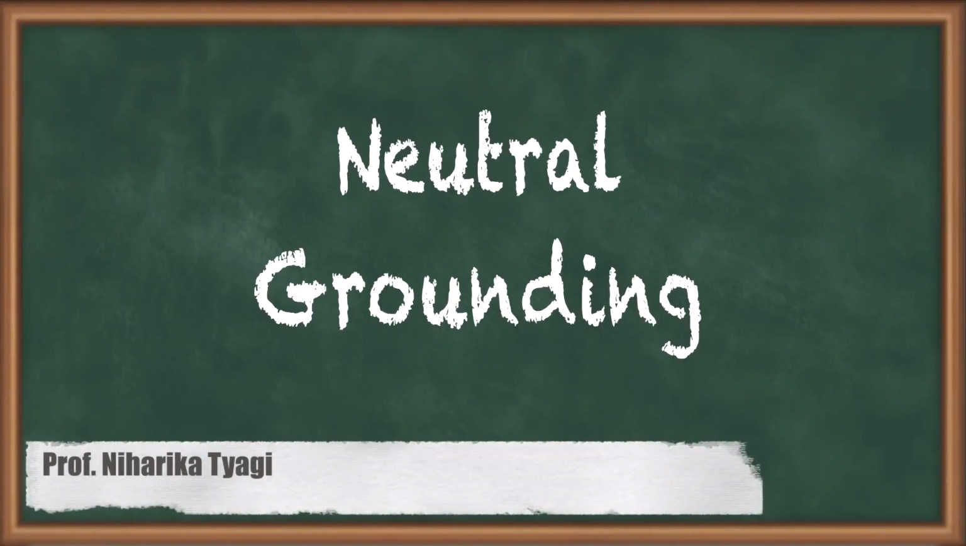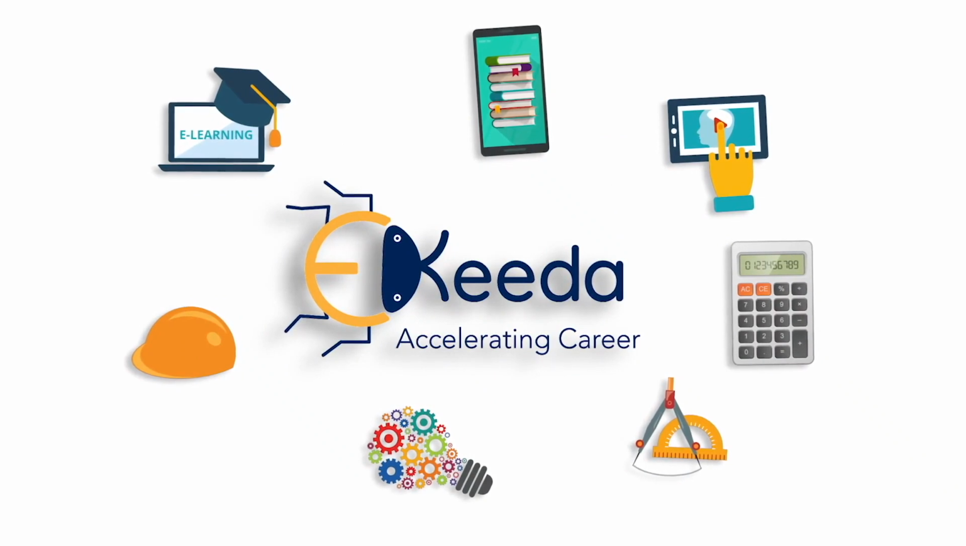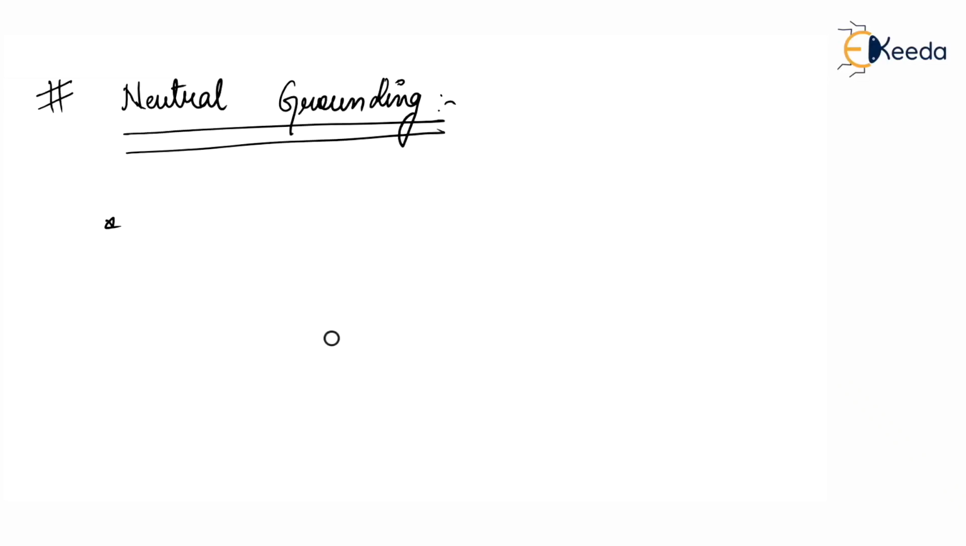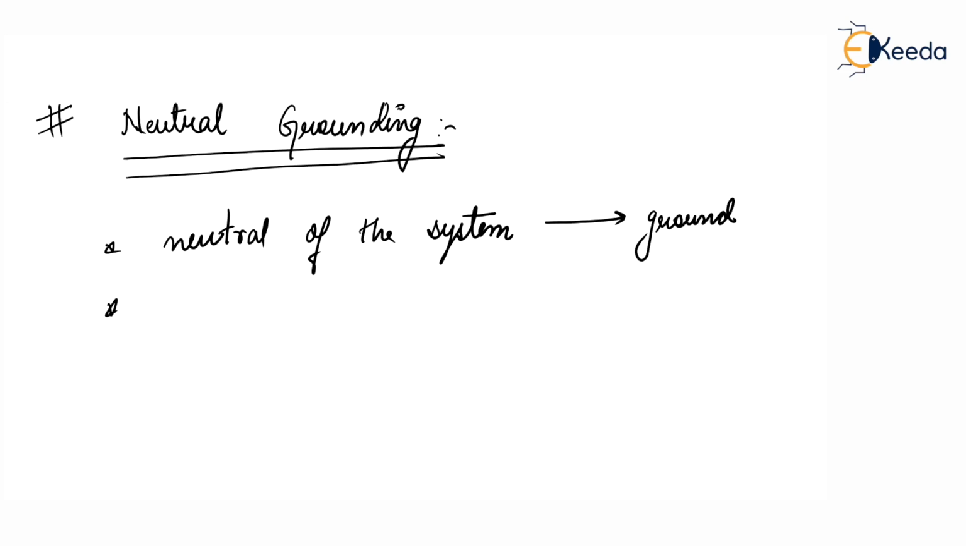Title of the lecture is Neutral Grounding. So in neutral grounding system, the neutral of the system, a rotating system or transformer, is connected to ground. See, neutral grounding is an important aspect of the power system design because the performance of the system regarding short circuit, stability, protection is greatly affected by the condition of neutral.